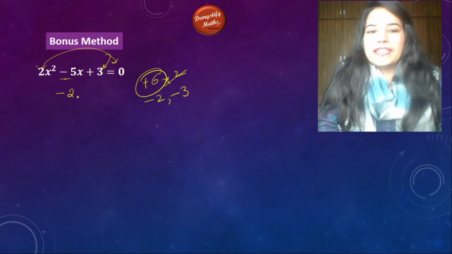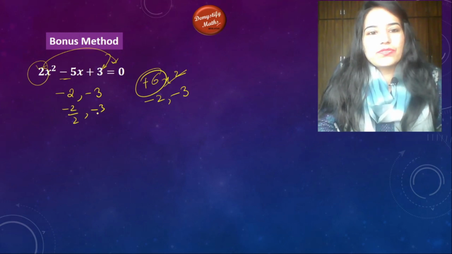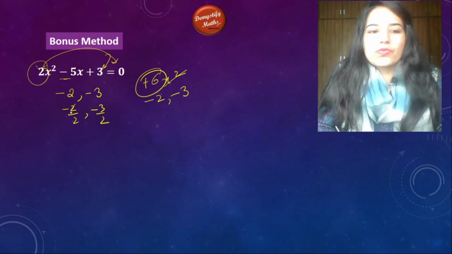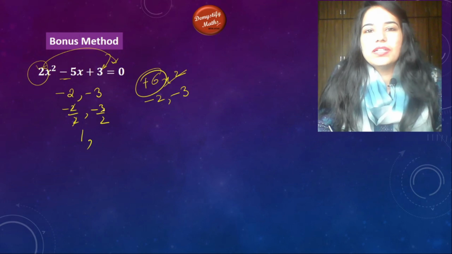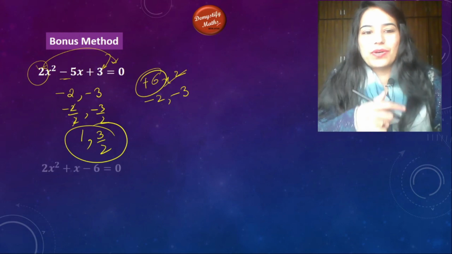So after finding these two, first step is divide by the coefficient of x². So −2/2, −3/2, and now just change the signs. So this −1 becomes +1, −3/2 becomes +3/2. They are your two roots. Simple. Let's try one more.